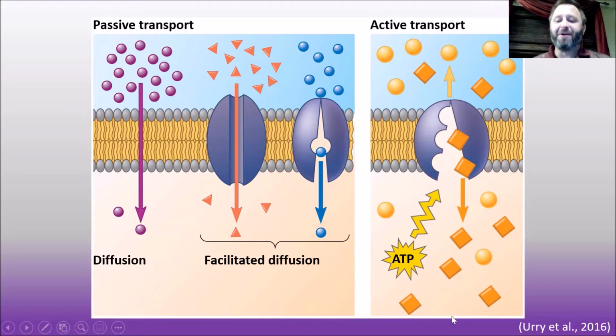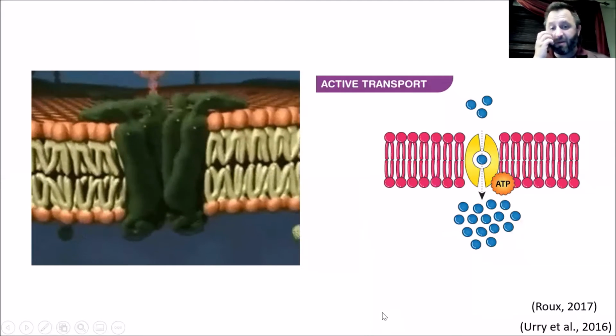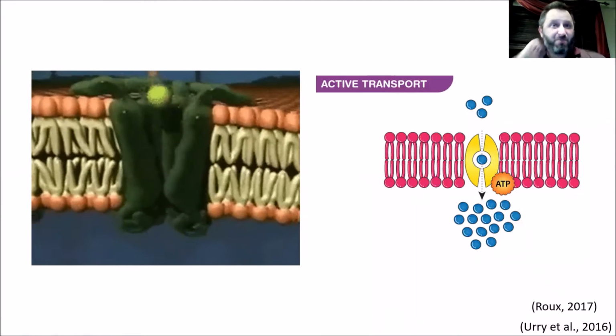Where active transport is one where energy is used to take ions, charged particles, or molecules and move them against a concentration gradient from an area of low concentration in the direction of a high. So with this, we're going to spend a little more time just talking about active transport.